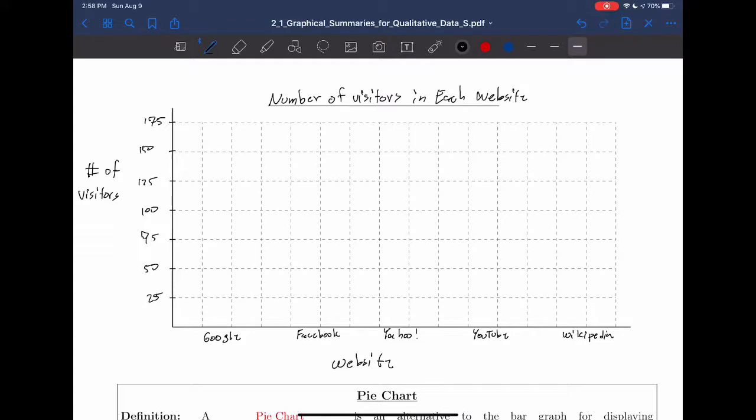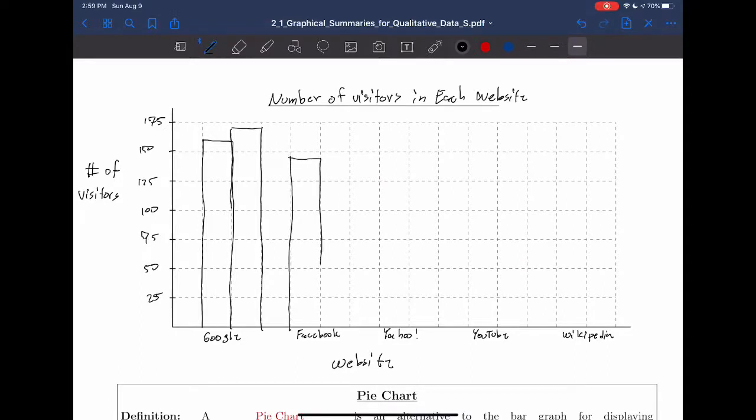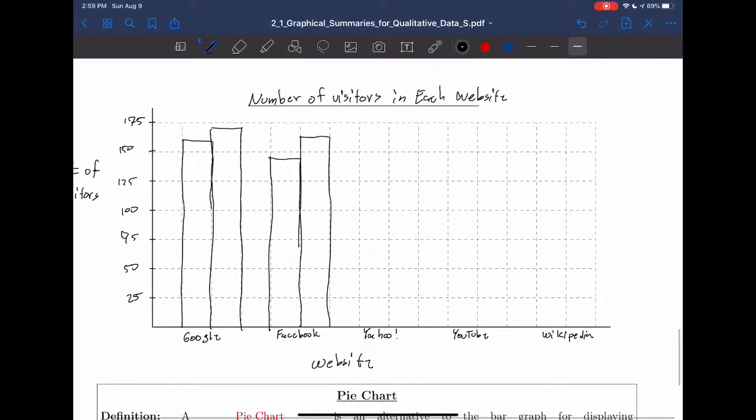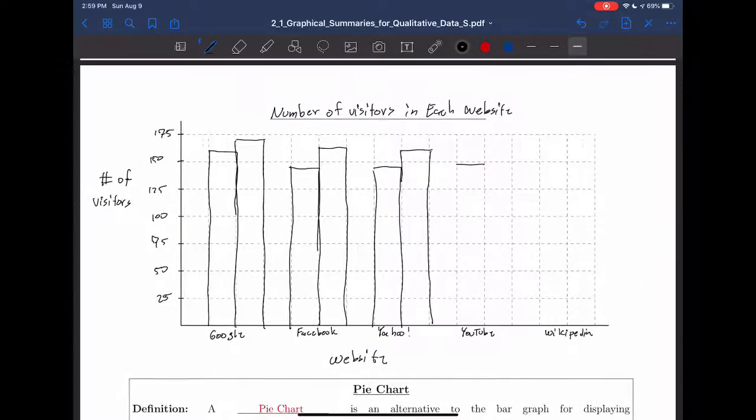Okay, so let's start drawing our bars. Google in November, we have 157. And December, we have 173. In Facebook, we have 147 in November. And in December, we have 166. So similarly, we do the same thing for the rest of them. It's the same pattern. Yahoo would be 146 in November and 164 in December. We do it again with YouTube and Wikipedia.